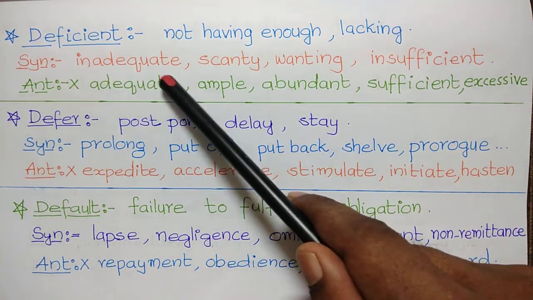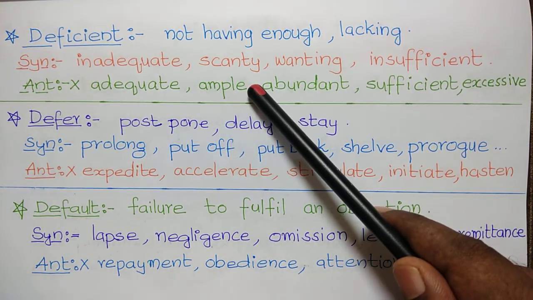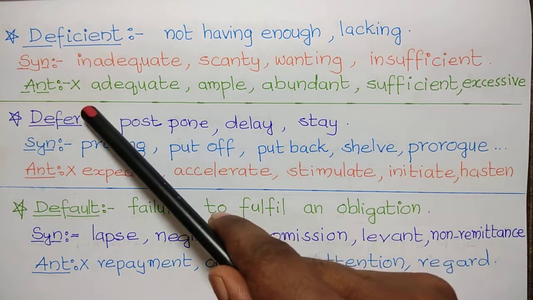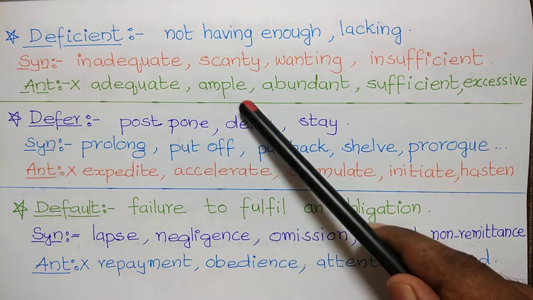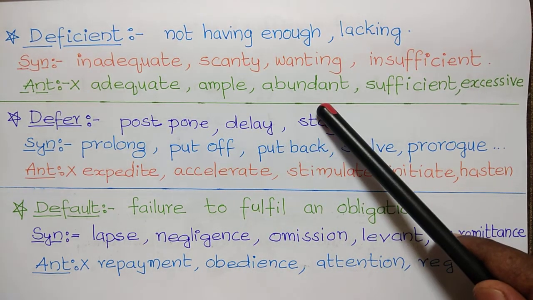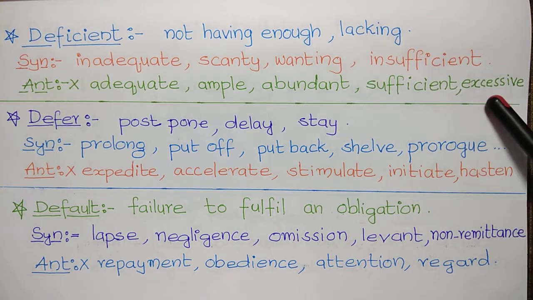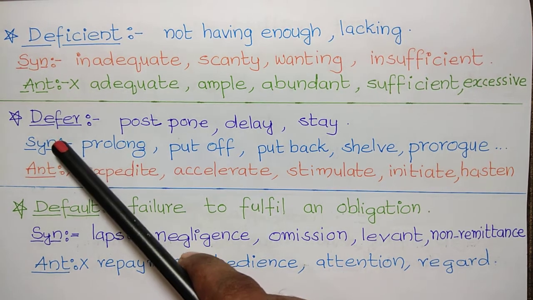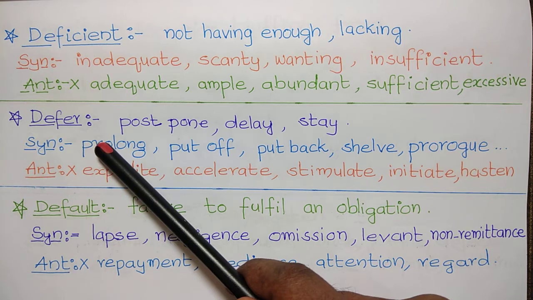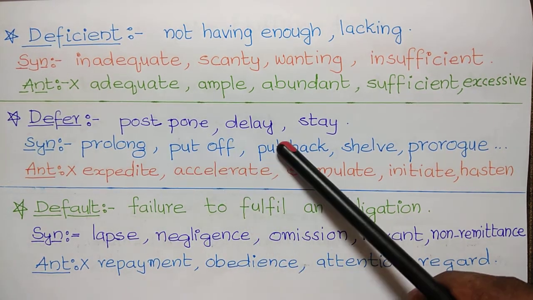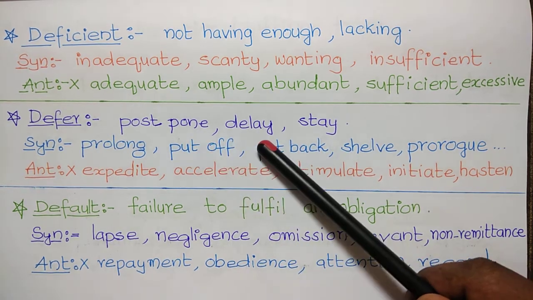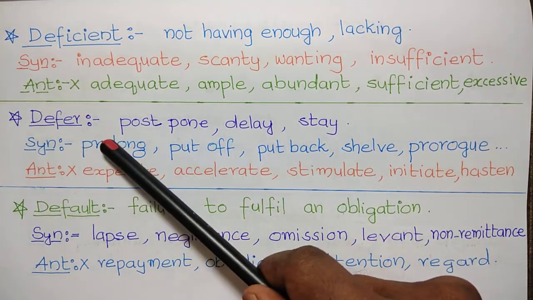Synonyms are inadequate, scanty, wanting, insufficient. Antonyms: adequate, ample, abundant, sufficient, excessive. Next, defer. Defer means postpone, delay or stay.